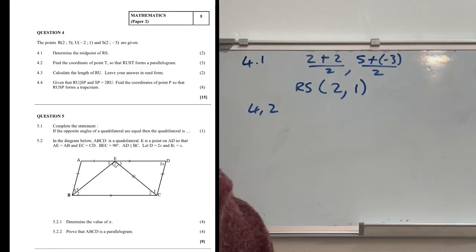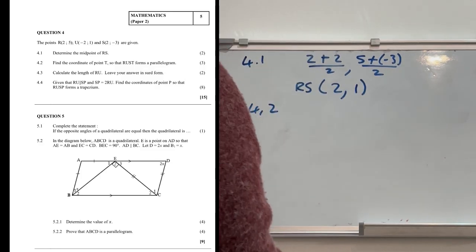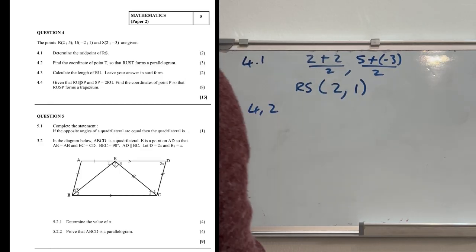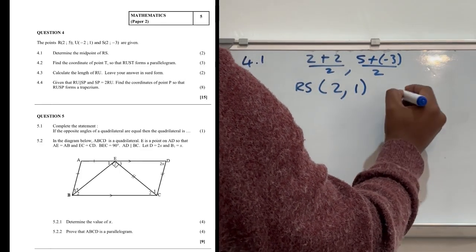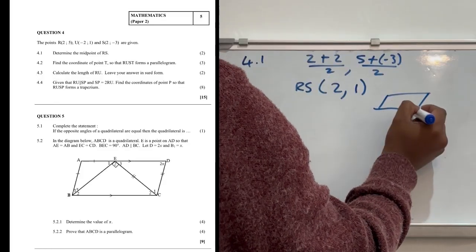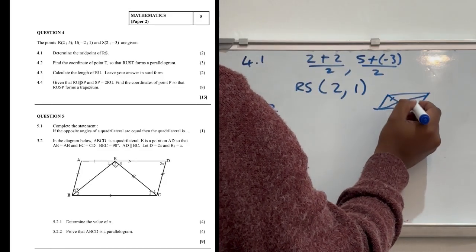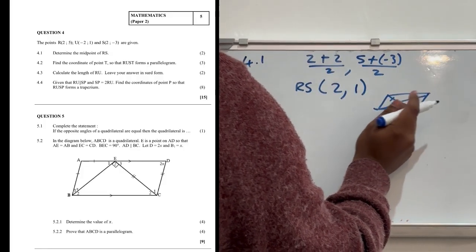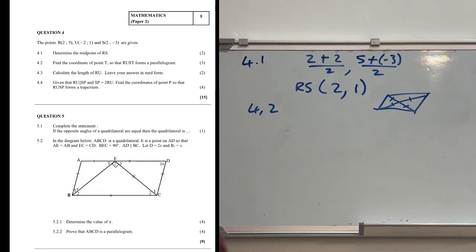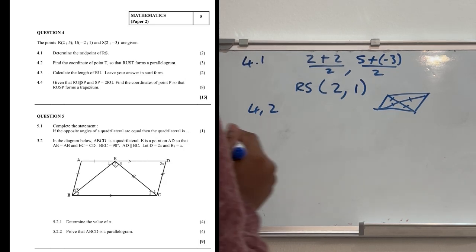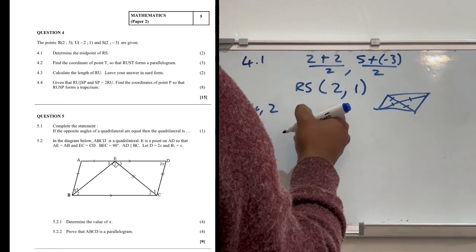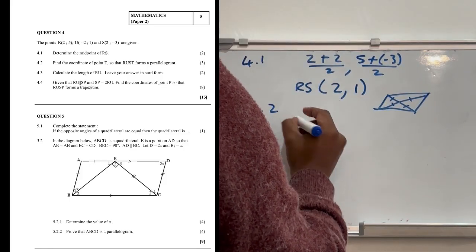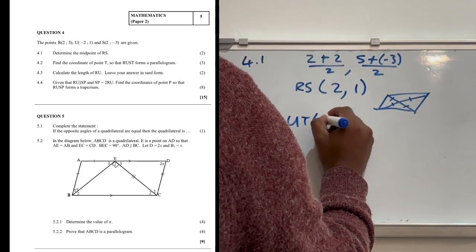So then they say find the coordinates of T so that RSTU forms a parallelogram. So what do we know about the midpoints of a parallelogram? The midpoints are basically equal, okay? Because if you have a parallelogram, the diagonals cut one another, so the midpoint is equal. So the midpoint of UT must also be 2 and 1, okay?